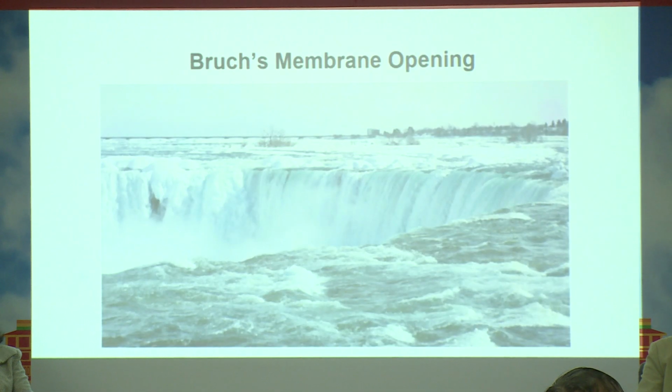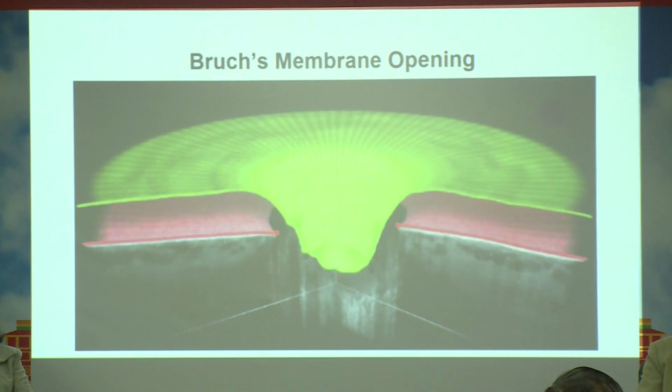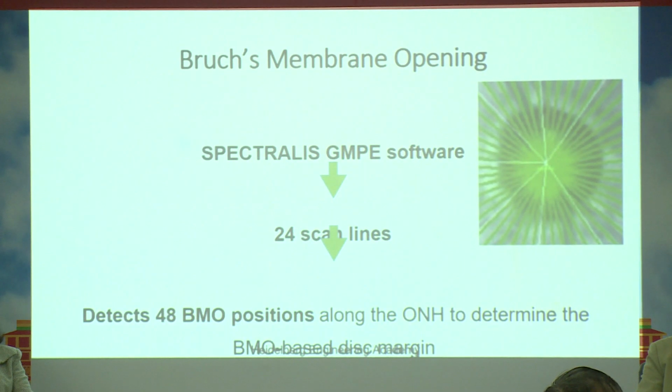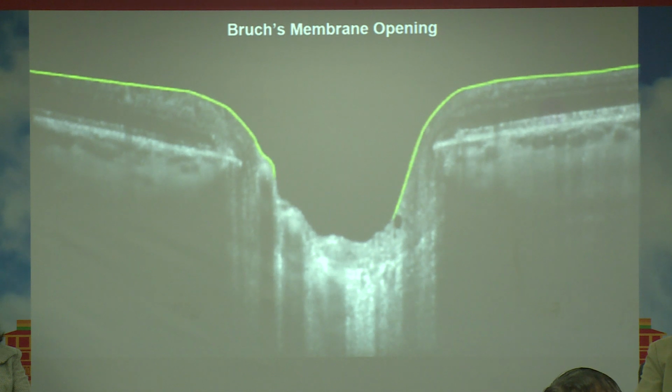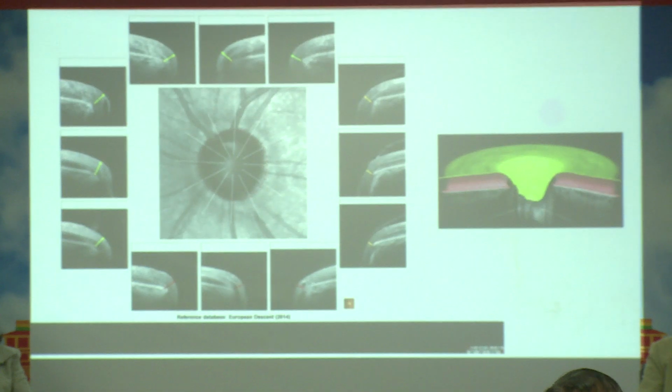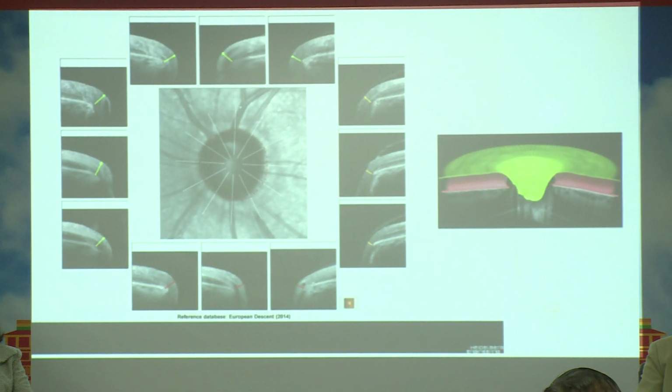Coming back to the basics, this is like the Niagara Falls, and I'm just trying to metaphorically correlate it with this structure. What the glaucoma module premium edition does is selectively segment the Bruch's membrane opening. It takes at least 48 Bruch's membrane opening points. Bringing you back to this animation, you can see the internal limiting membrane, the Bruch's membrane in red, and the red dot, which is the Bruch's membrane opening. It gives you 48 sections of Bruch's membrane opening.